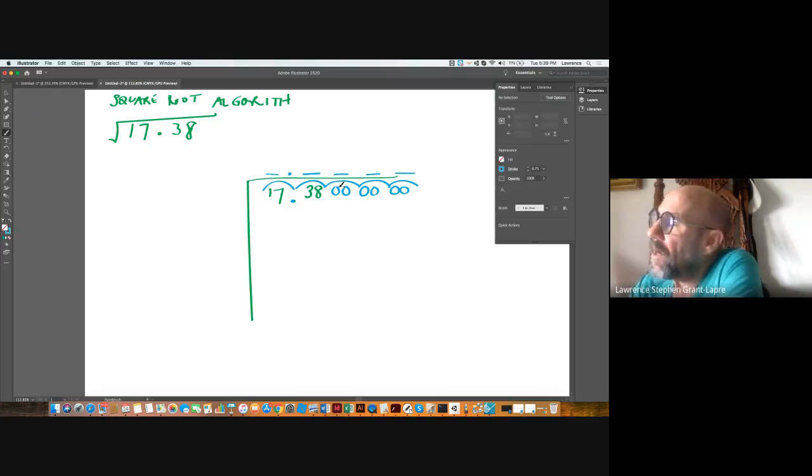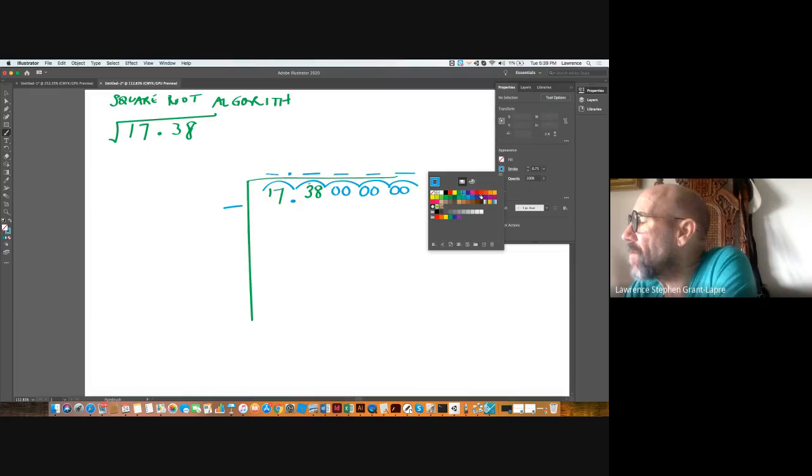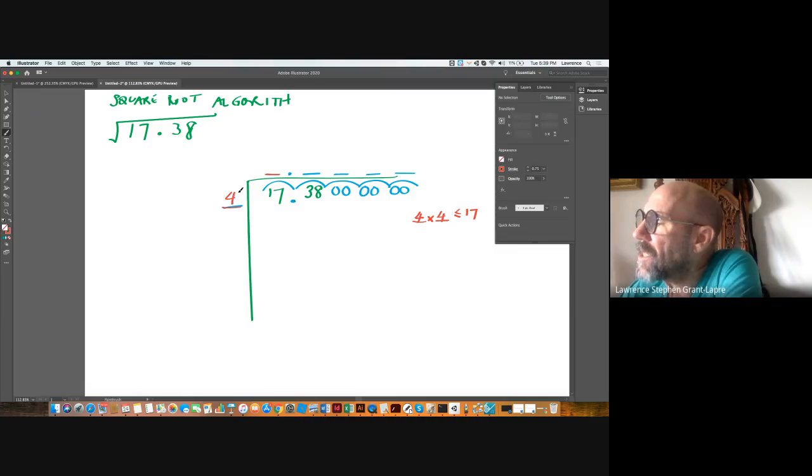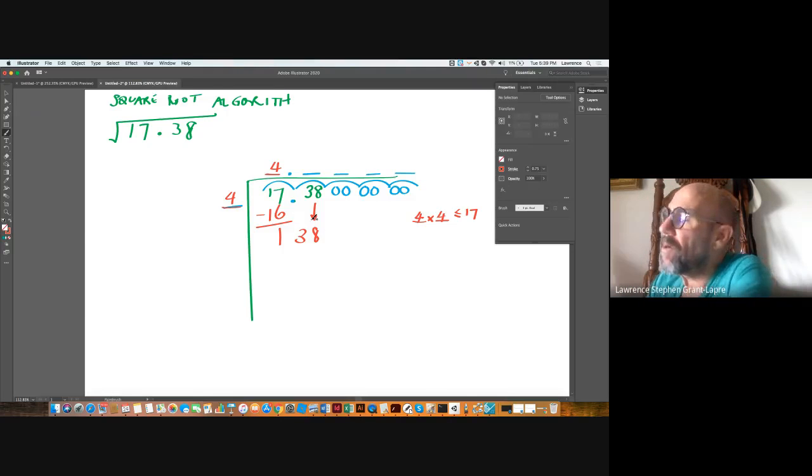All right. And we start by saying, because this is a square root, we want a number. I'll put here a number times a number to give 17. So a number times a number has to be less than or equal to 17. It can't bust. All right, so that number is 4. 4 fours are less than 17. 4 fours are 16. You subtract 16, and we've got 1. We bring down the next 2 zeros, and you can see 138. Each time you bring down 2 numbers, not just one.